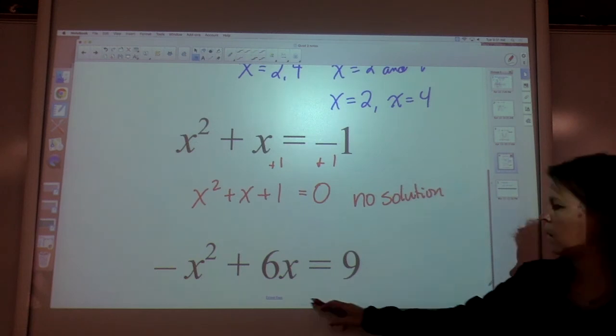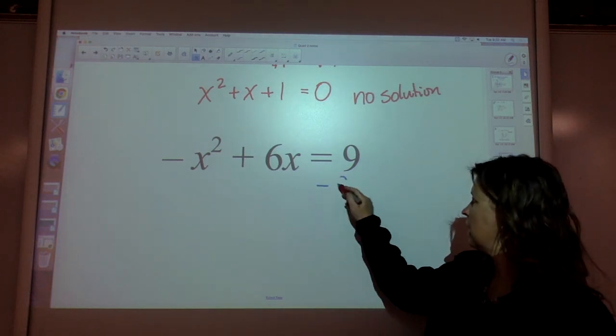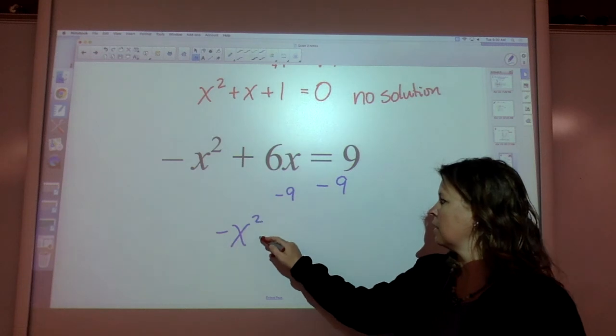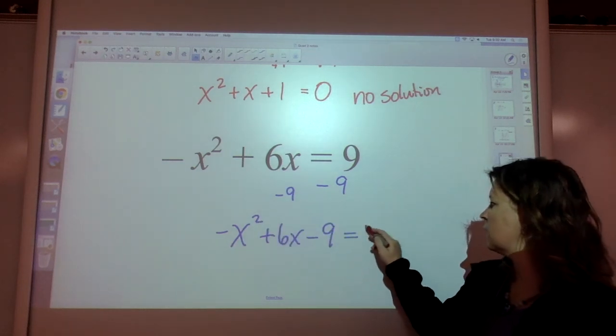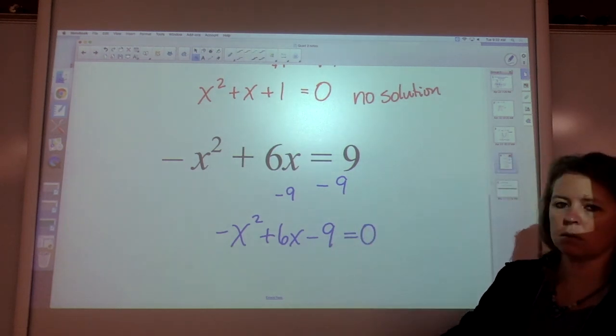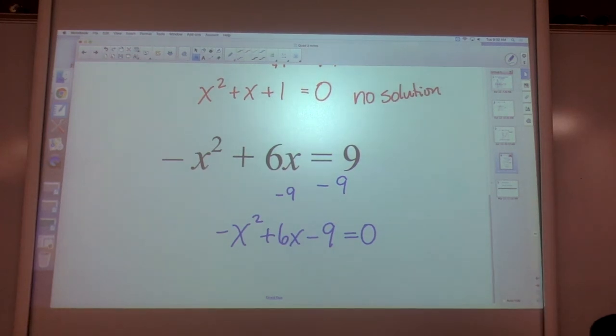Let's try our third one. Same idea here. It's a negative x squared plus 6x equals 9. It can't be equals 9. It has to be equals 0. So you're going to type in negative x squared plus 6x minus 9 equals 0. Graph that. You don't graph the equals 0 part. And let's find our solution.